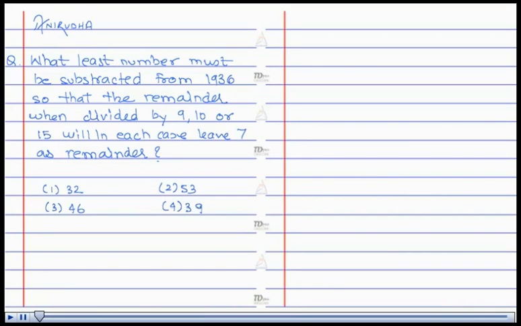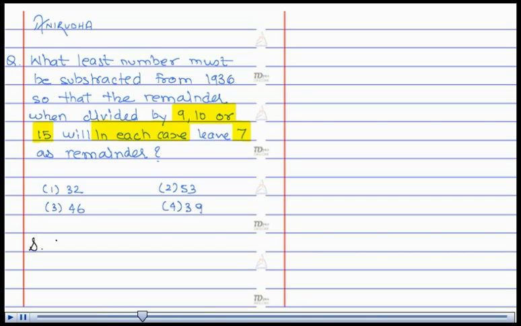Hello, I am Anirudh. The question is, what least number must be subtracted from 1936 so that the remainder when divided by 9, 10 or 15 will in each case leave 7 as remainder. Let's see the solution. In the question, we are asked to find a number which when divided by 9, 10 or 15 leaves a remainder of 7 in each case.